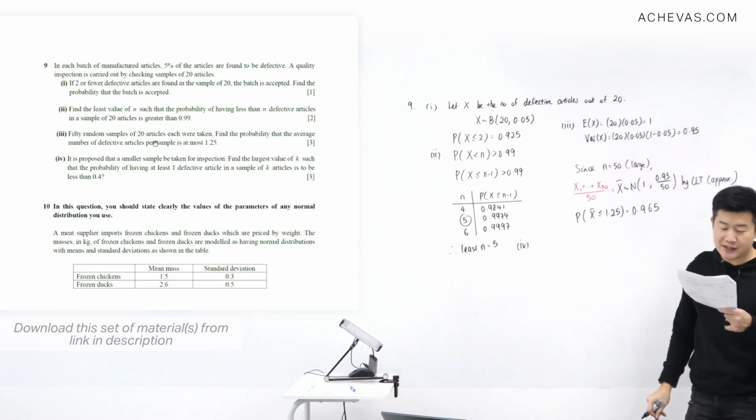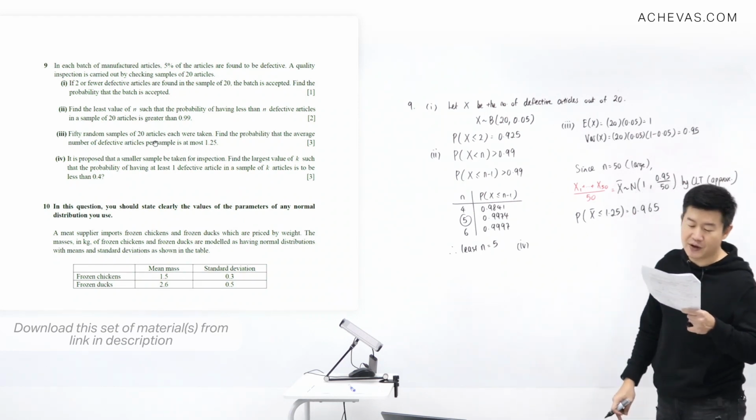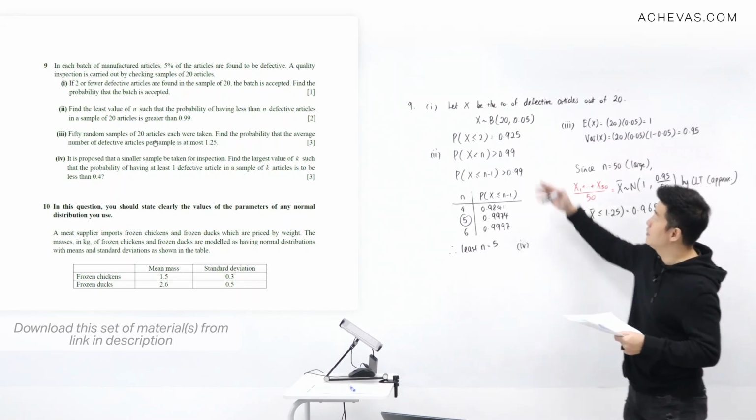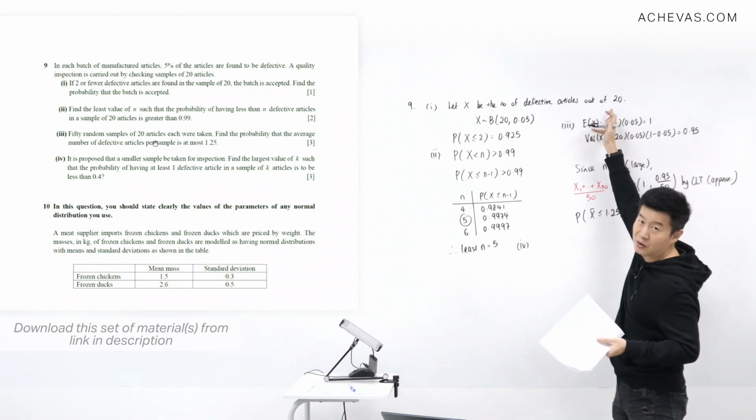And part 4, we should have enough space. It is proposed that a smaller sample is going to be taken for inspection. Find the largest value of K such that K is the sample size. So find the largest possible value of K such that the probability of having at least one defective article in a sample of K articles is going to be less than 0.4. So let me define my random variable again. In fact, it is very similar to this except that it is going to be now out of K.